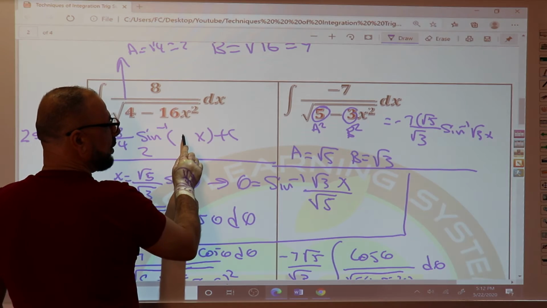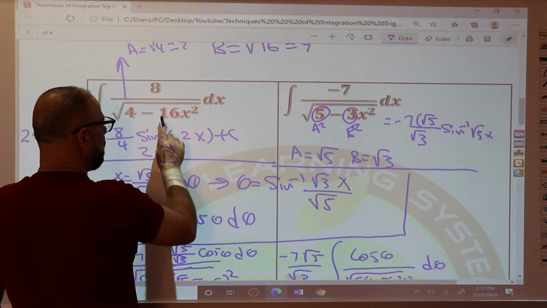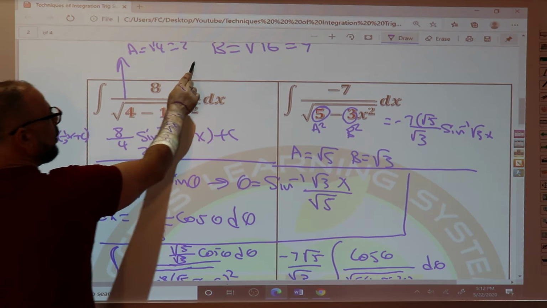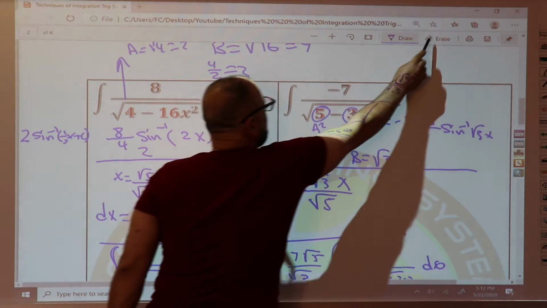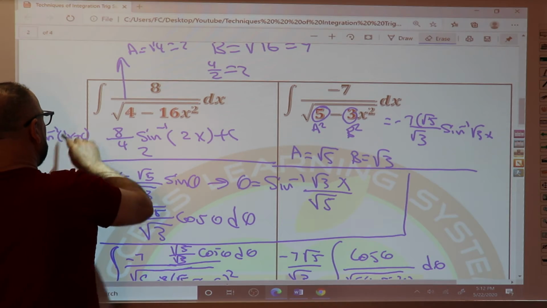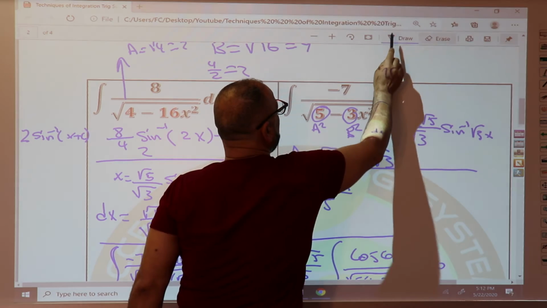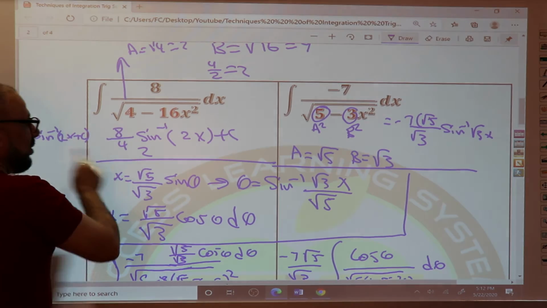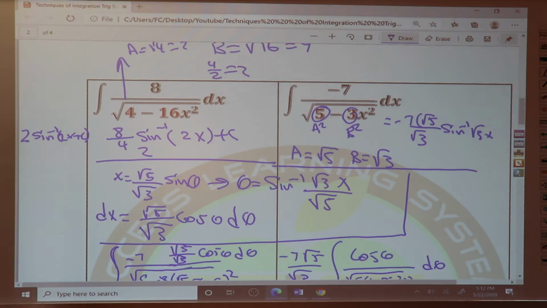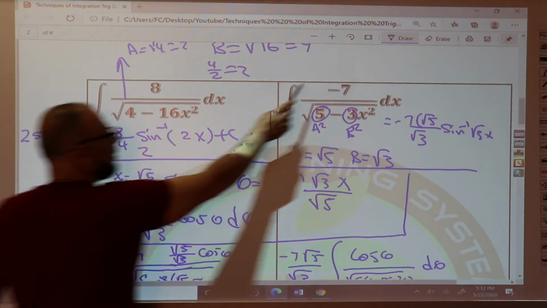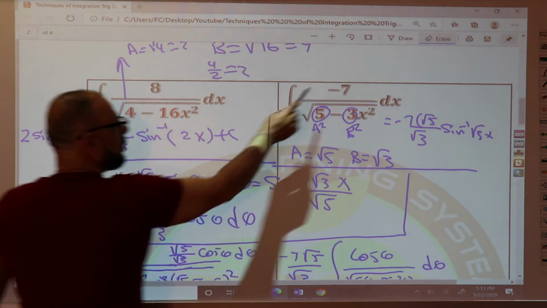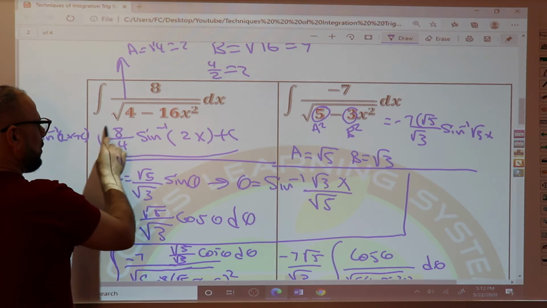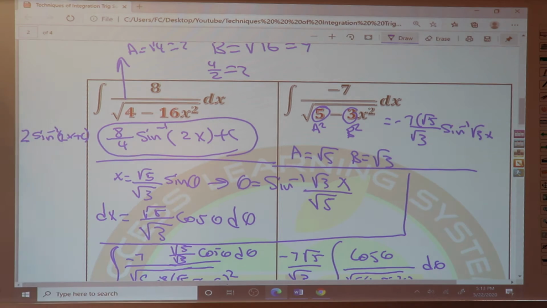B over A, 4 over 2, which is 2. If you don't want to, fine, but if the teacher wants you to show the work, you have to show the work as I did. Then my final answer for this one is 8 over 4 sine inverse of 2x plus c. That's my final answer for this one.